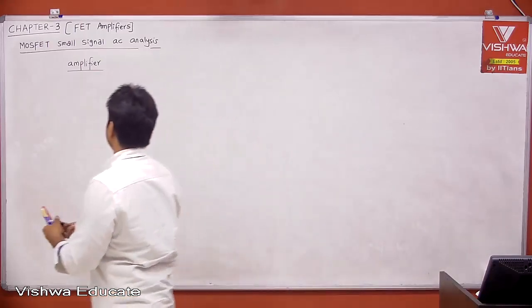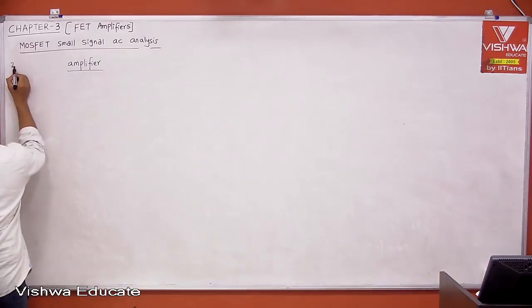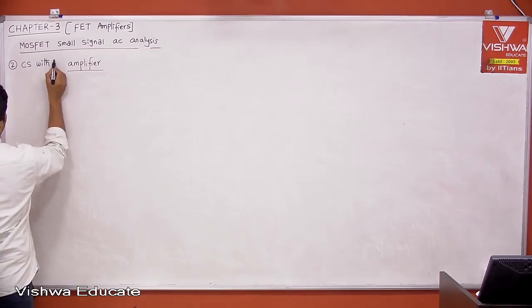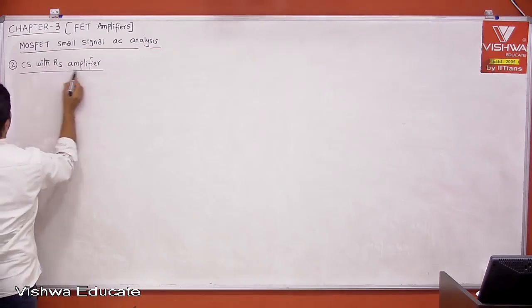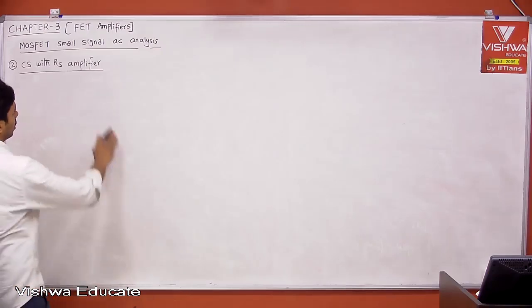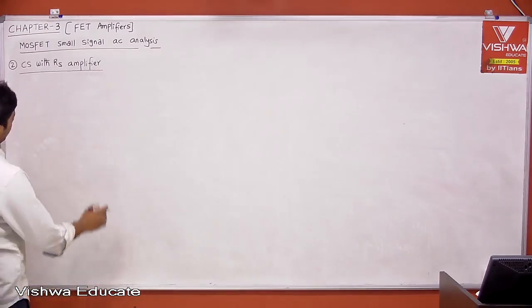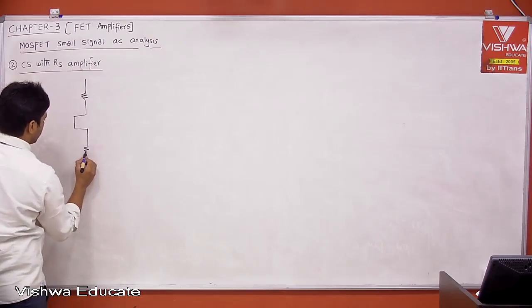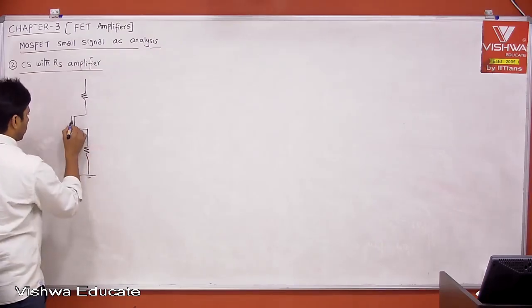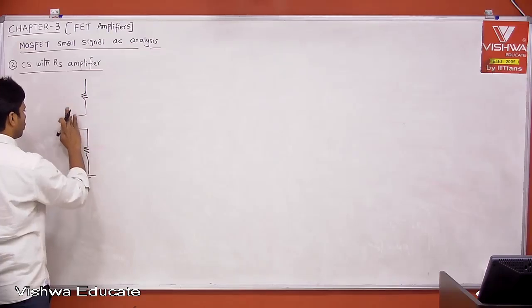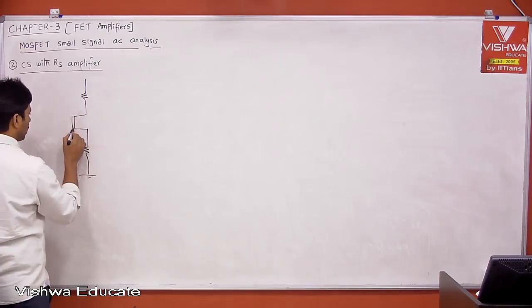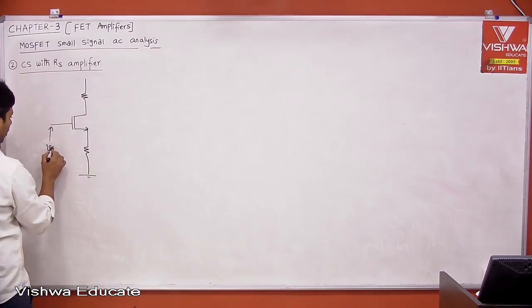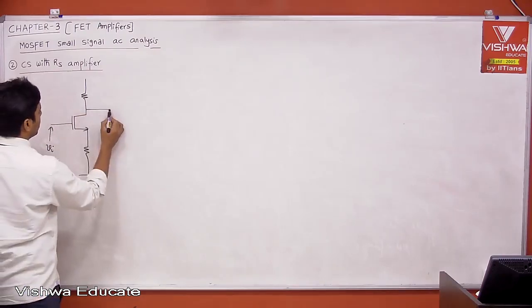Second configuration, CS with RS amplifier. Okay. Now, the theory part is to have voltage gain stability. This is the negative feedback resistor. Remember, that is what is providing you voltage gain stability.